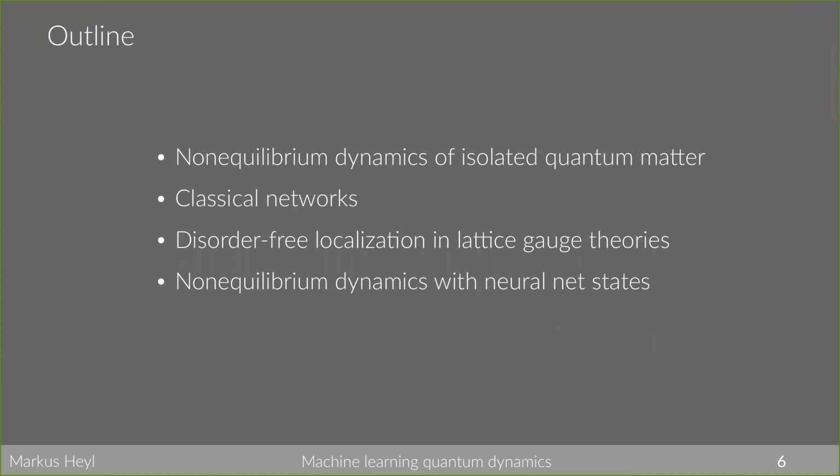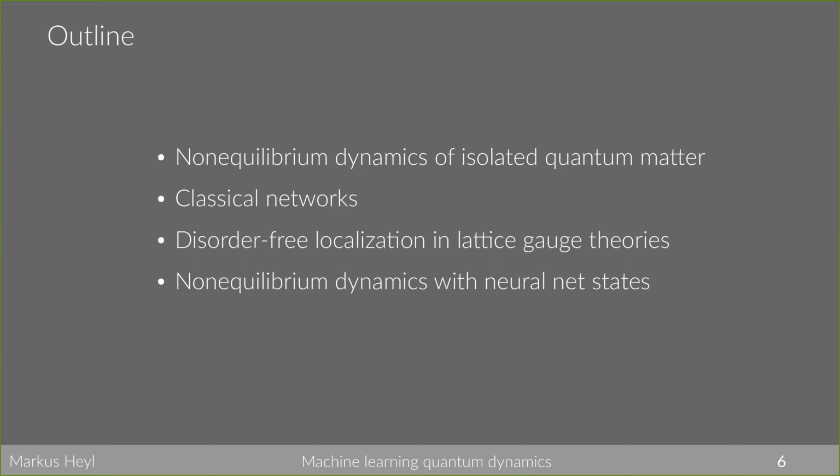Now, let me quickly outline my talk. First, I would like to give you a very brief introduction into some aspects of non-equilibrium dynamics, and in particular, to focus on the methodological aspect of it, and the challenges that we are facing there in describing quantum many-body systems. Then I would like to present to you one relatively simple solution to study dynamics, which we've called classical networks. And then I will use these classical networks afterwards to describe the very interesting phenomenon that can appear in lattice gauge theories, which is called disorder-free localization.